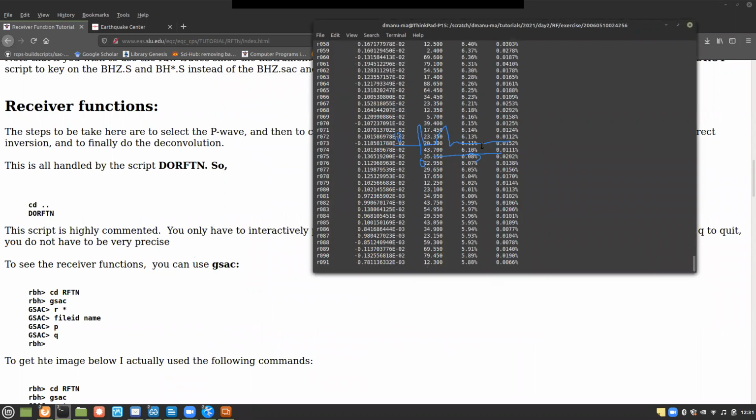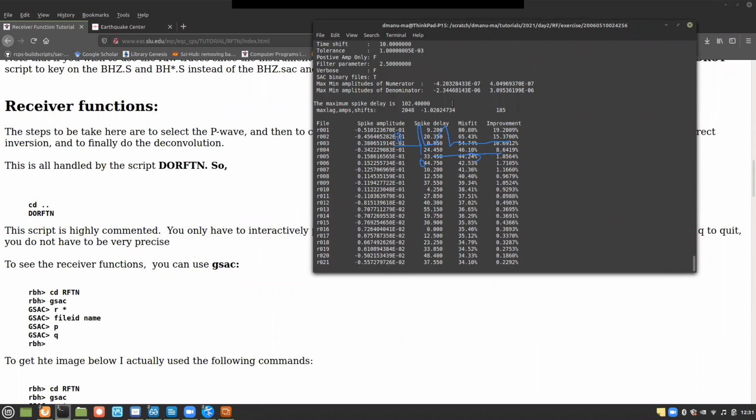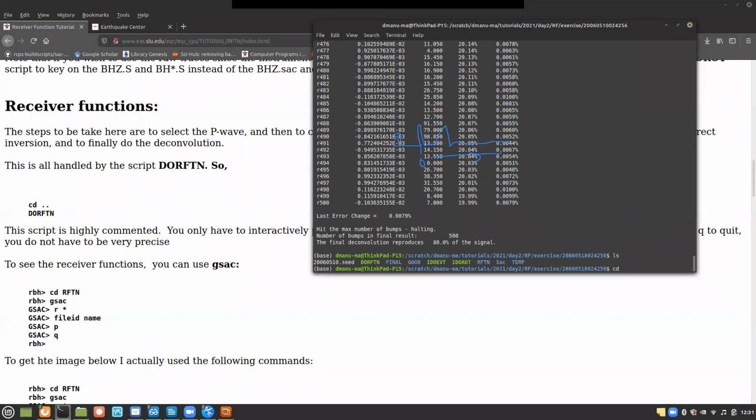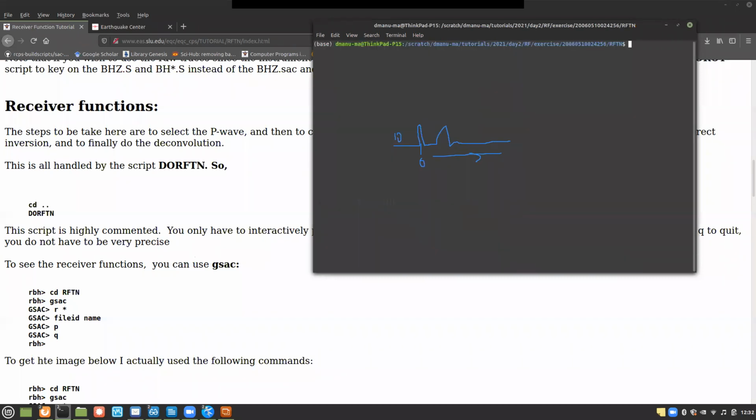Then it does the computation. So this is the iterative deconvolution. It deconvolves the P signal from the radial and transverse components, and then it gives me some statistics of how well the signal was reproduced, and the number of iterations and everything. Okay, so now it creates the receiver function directory and puts the results in there. How do I clear this?